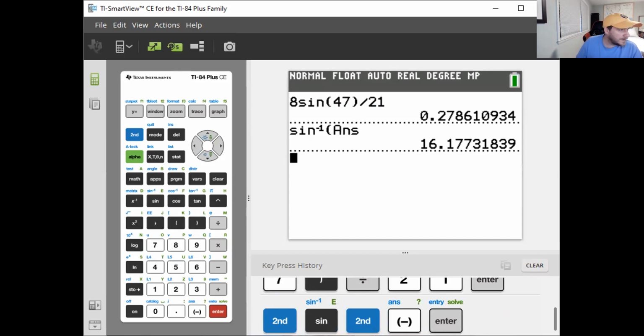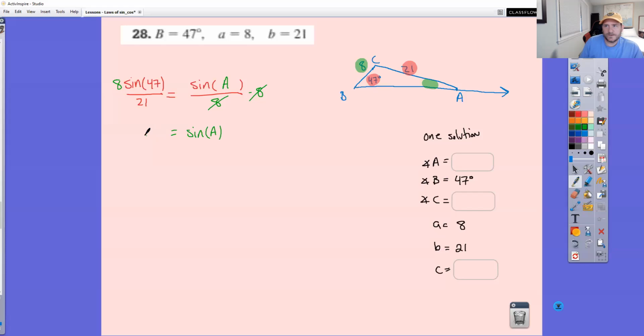Share the flip chart again. So we now know the decimal we got was 0.2786. And when we did the inverse sine of that, I'll show all this work. I'm not sure it's necessary to, but 0.2786... That gave us an A that was approximately 16.177.